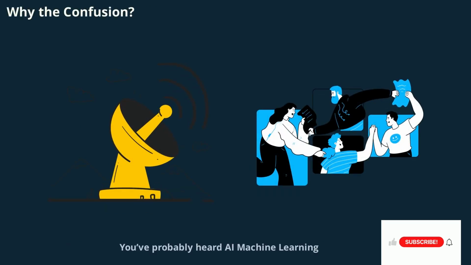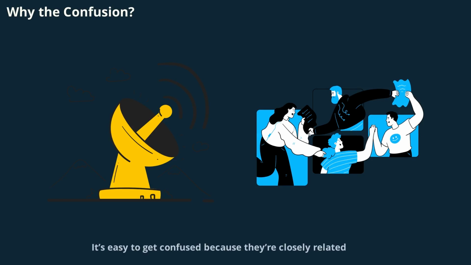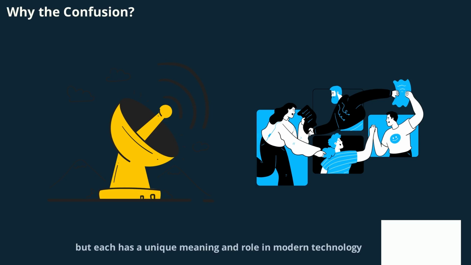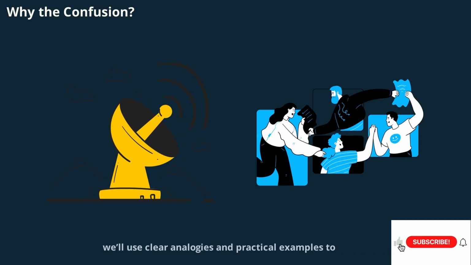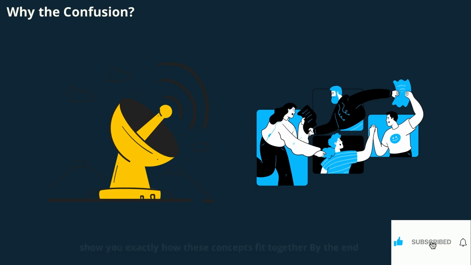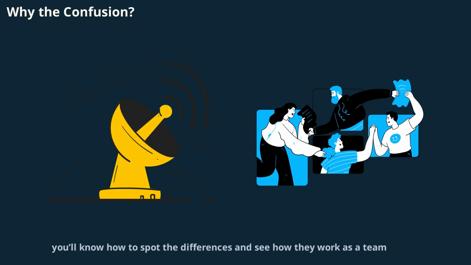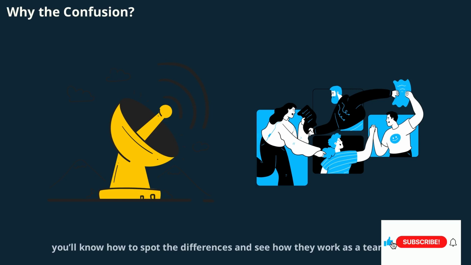You've probably heard AI, machine learning, and deep learning used interchangeably. It's easy to get confused because they're closely related, but each has a unique meaning and role in modern technology. Understanding their relationship is crucial for making sense of how smart devices, apps, and services work today. In this video, we'll use clear analogies and practical examples to show you exactly how these concepts fit together. By the end, you'll know how to spot the differences and see how they work as a team.